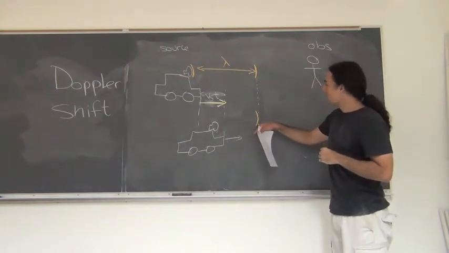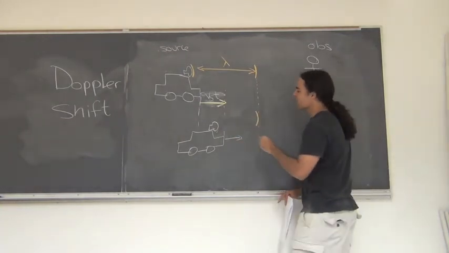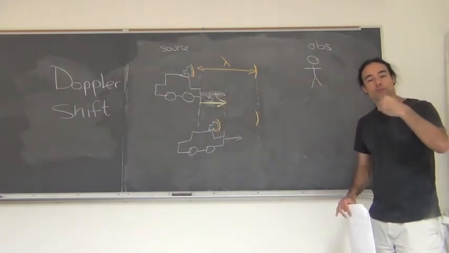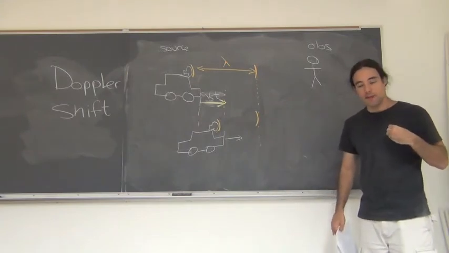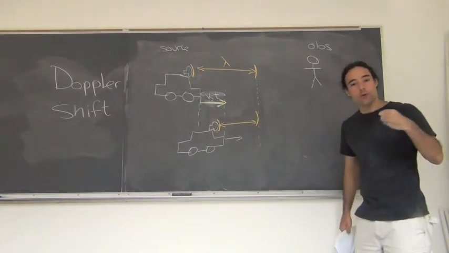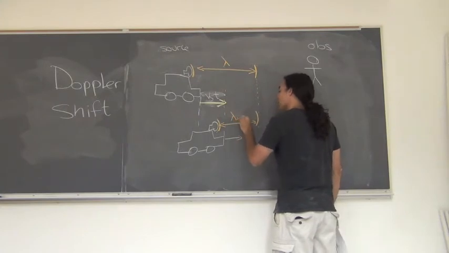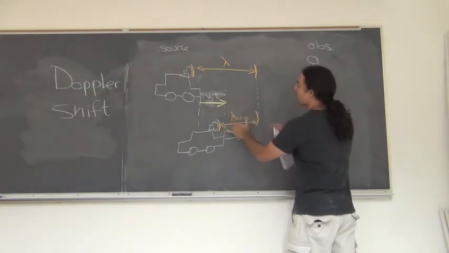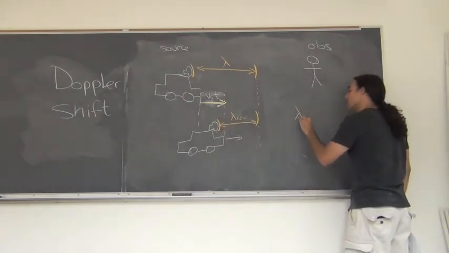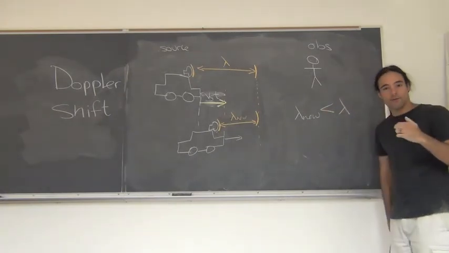All right, well now, the pulse is still in the same spot, but the car has moved forward, so that by the time it releases the second pulse of sound, it's now been trying to catch up to the first sound that it emitted, which means there is a new spacing between those two sound waves, which means I am going to have a new wavelength. A new wavelength which is smaller than my original wavelength. So we can write that my new wavelength is smaller than, less than, my original wavelength.